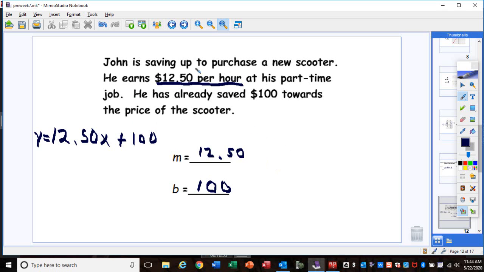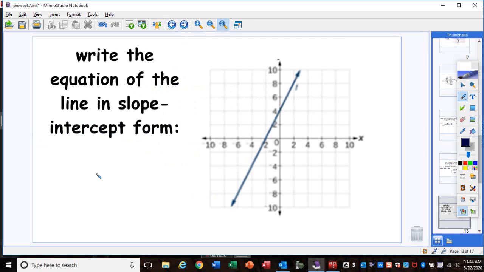Okay, and we'll do another word problem very similar to this when we get to class. Okay, write the equation of the line in slope-intercept form. So let's practice another one of these. What we have here, let's find our two points. Any two points will do. I always like to use the intercepts, so I'm going to do these two. Now, we need the slope here. What's the slope of this line?